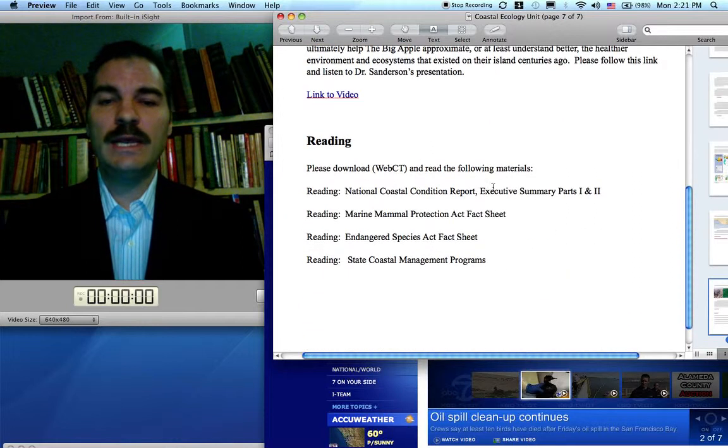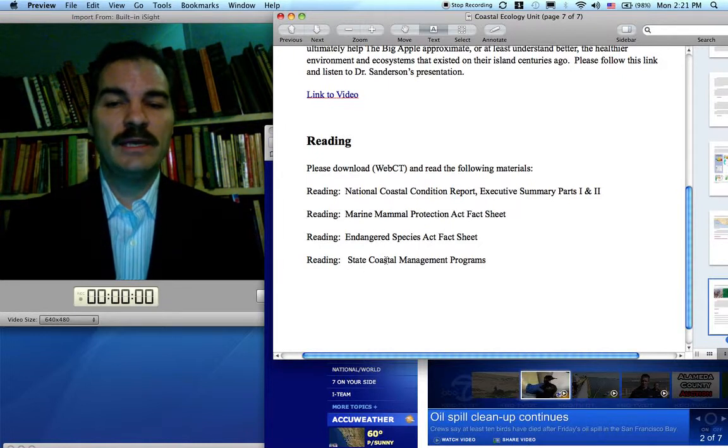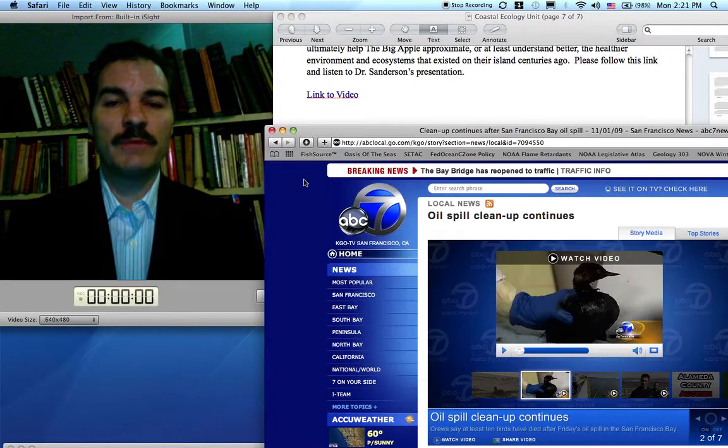Finally, here's the reading. There's the EPA report, the executive summary, a couple of fact sheets on Endangered Species and Marine Mammal Protection Act, and then finally a chapter which deals with state coastal management programs.